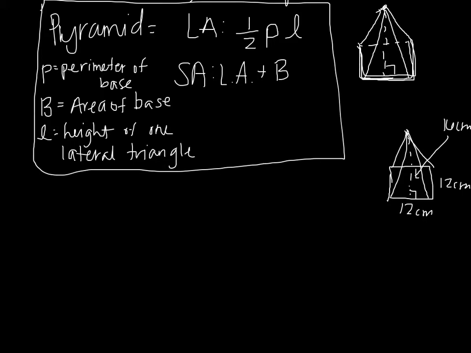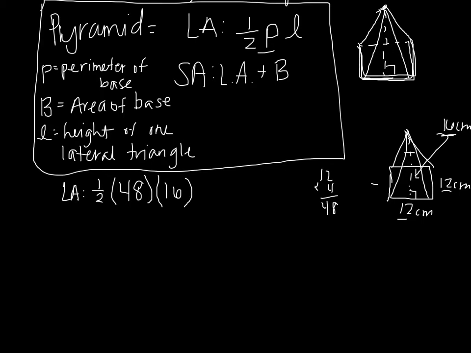Okay, so let's solve this one. First I need to find my lateral area. I know my lateral area is 1/2 times the perimeter. The perimeter means I need to add up all the sides of the base: 12, 12, 12 for the back, 12 for this side. So I have to do 12 times 4, which is 48, so I have my 48 plugged in here for my perimeter of the base. Then I need to multiply that by this number here, the 16, because the 16 is the length or the height of one of the lateral triangles.